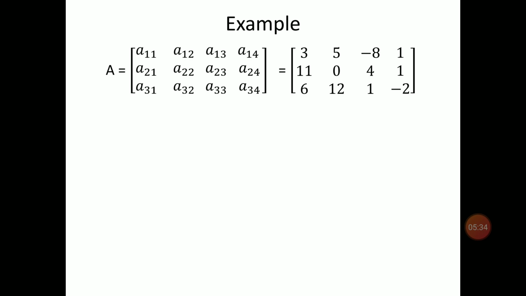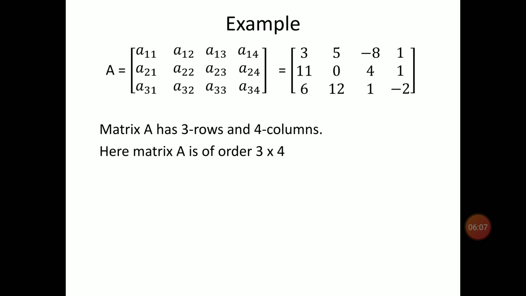Here A is a matrix with the elements A11, A12, A13, A14 and so on, and in the corresponding matrix the values of those elements are given. So let us first try to understand the meaning of those elements A11 and so on. Now here matrix A has 3 rows and 4 columns, that you must have observed, and therefore here we say matrix A is of order 3 cross 4.